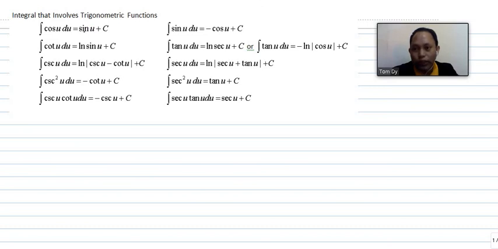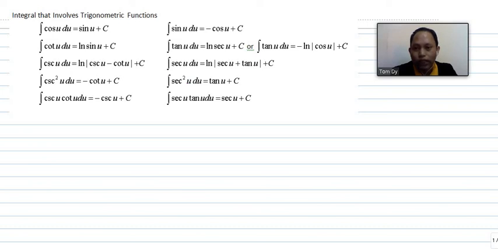functions. For example, the derivative of sine u equals cosine u du. Also, the derivative of cosine u equals negative sine u du. And if we have the derivative of tangent u, it equals secant squared u du.